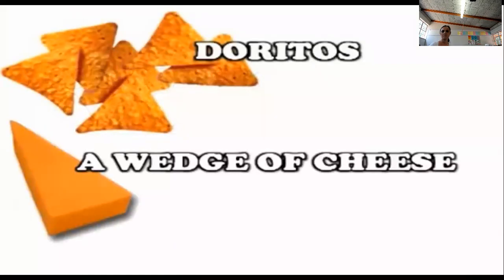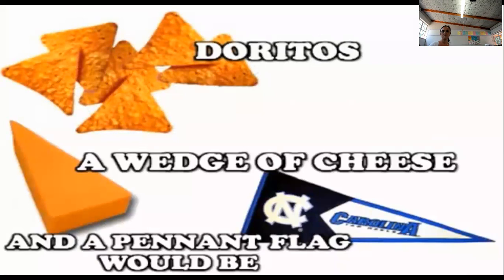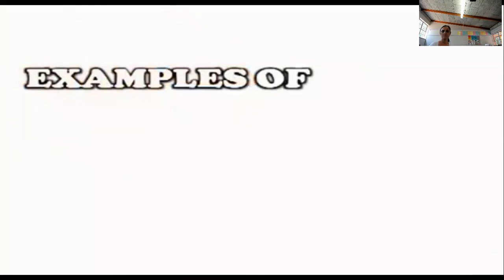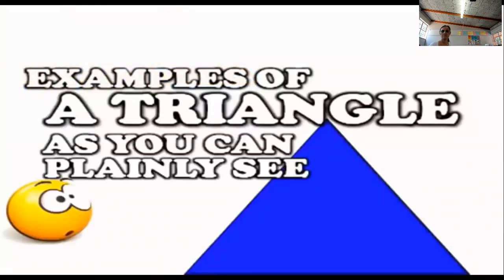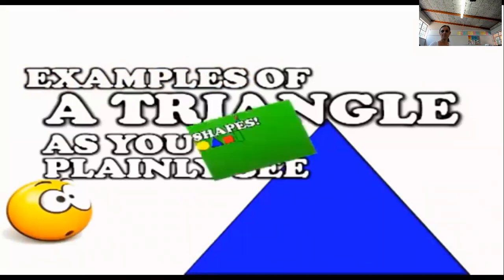A Dorito, a wedge of cheese, and a pennant flag would be examples of a triangle, as you can plainly see.